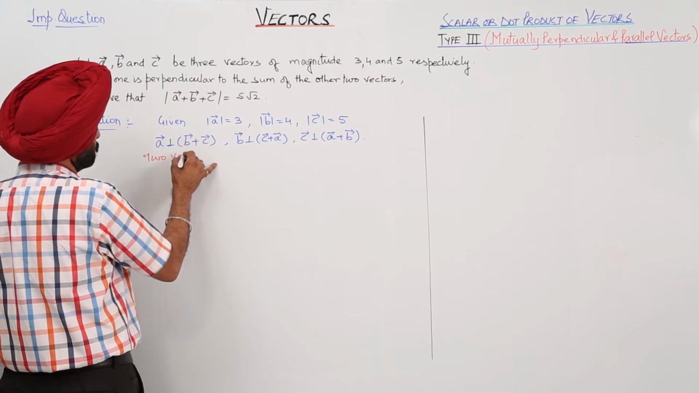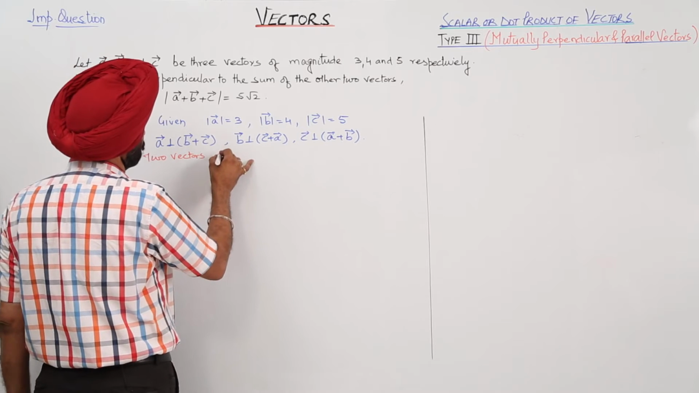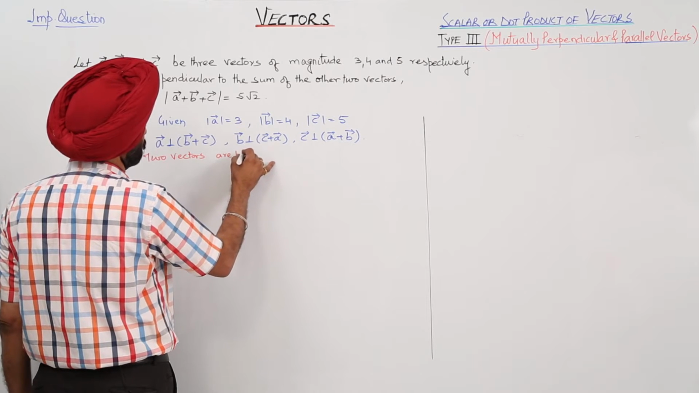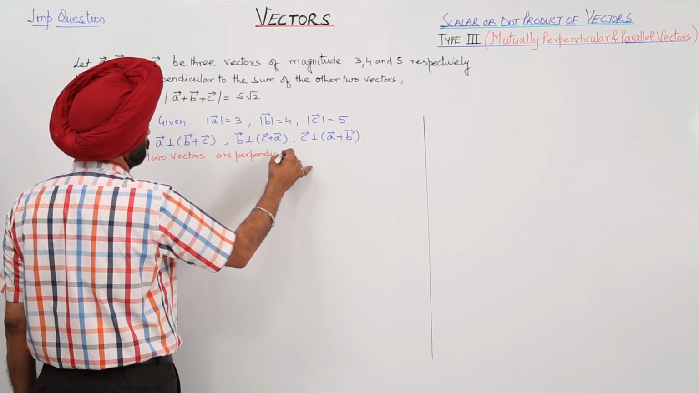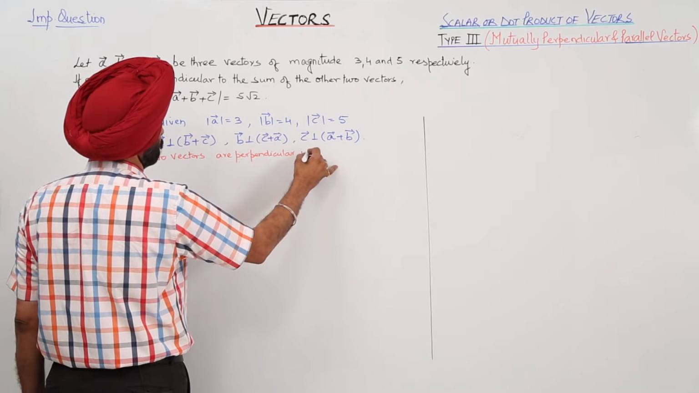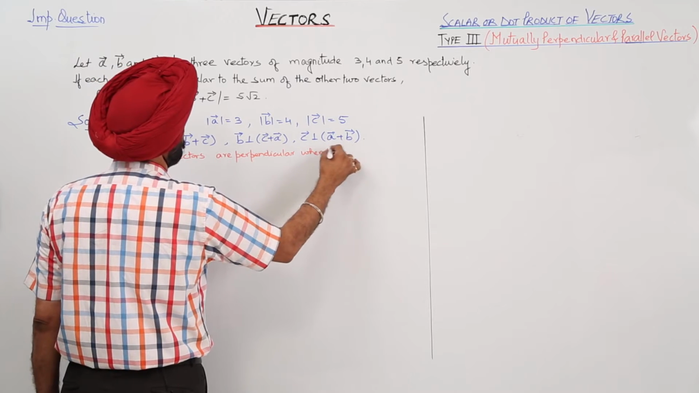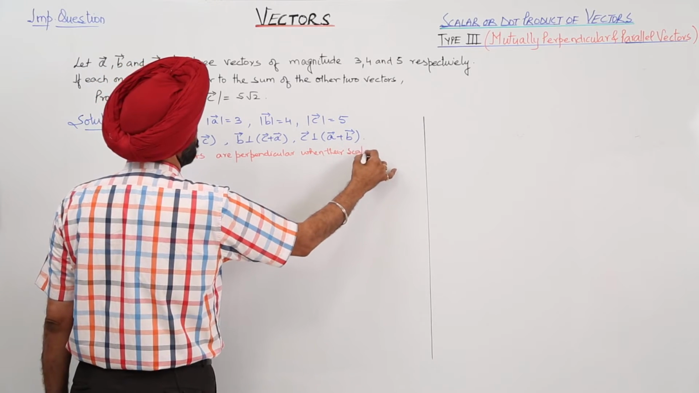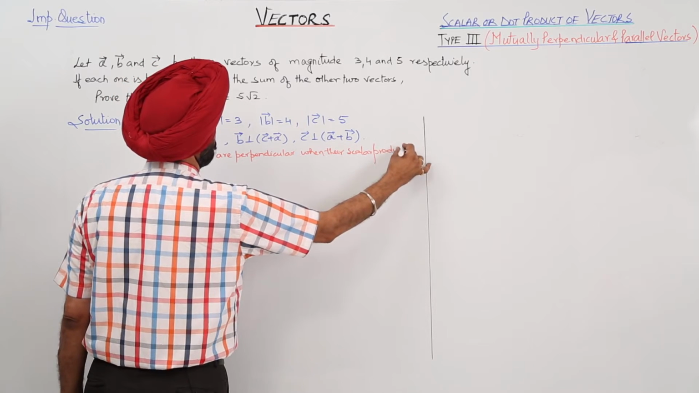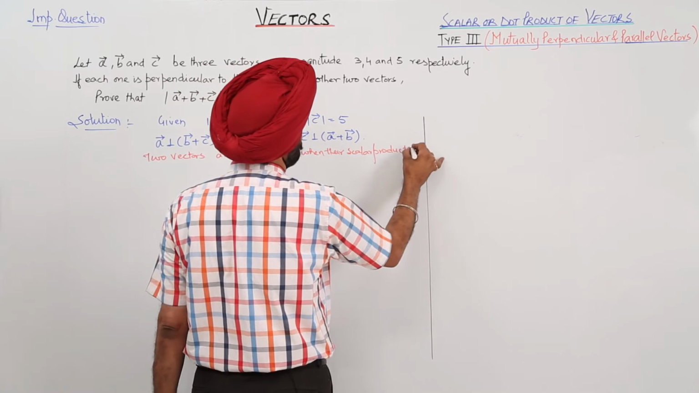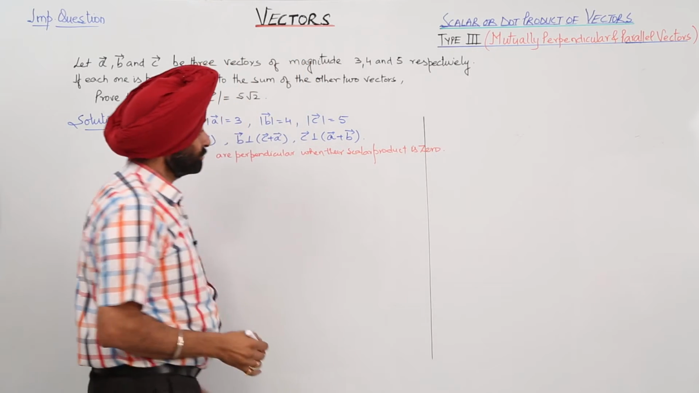Two vectors are perpendicular when their scalar product is 0.